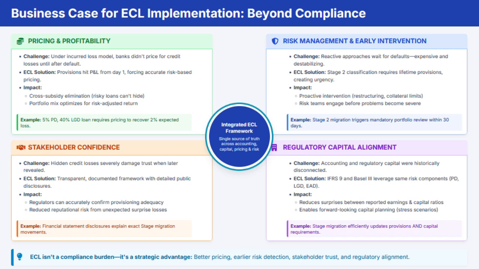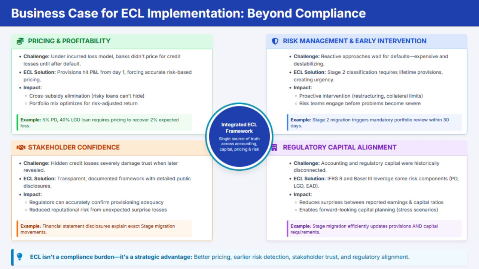Third is early warning systems and regulatory capital alignment. Now, the SICR framework, the significant increase in credit risk framework, forces banks to identify deteriorating borrowers before default. And stage 2 classification requires lifetime provisions, which creates both a financial incentive and a management signal to address the problem early. A bank might intervene with a struggling borrower to restructure the loan or increase monitoring precisely because moving to stage 2 carries financial consequences as well.